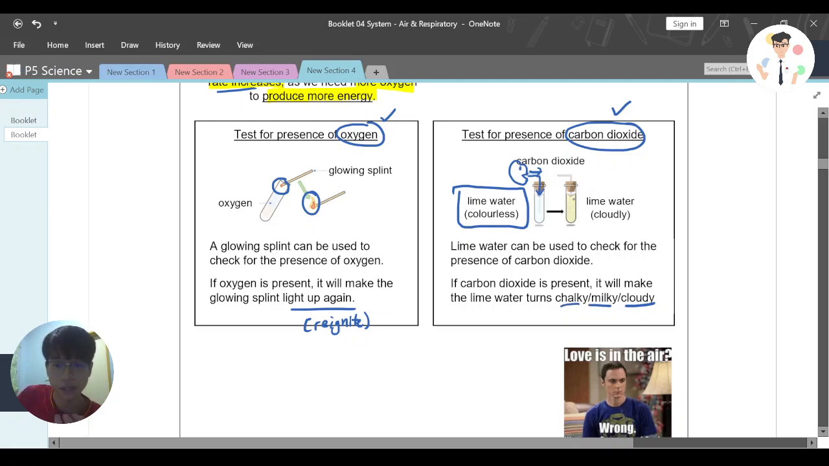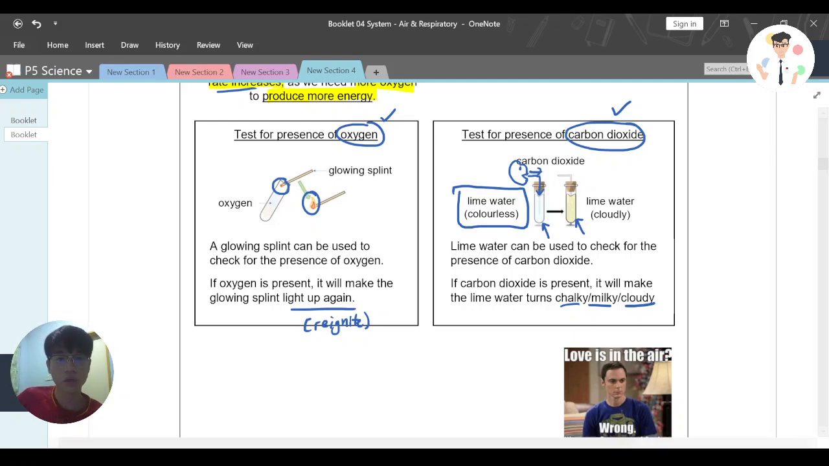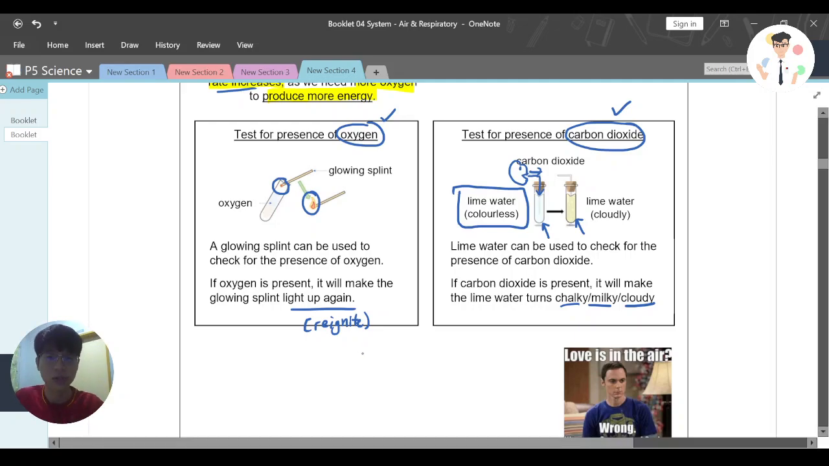So it will turn like this. If there's no carbon dioxide, it should remain like this. But when there's carbon dioxide, it will turn cloudy. And that is how we check whether there's carbon dioxide. This too is something that's very, very important.